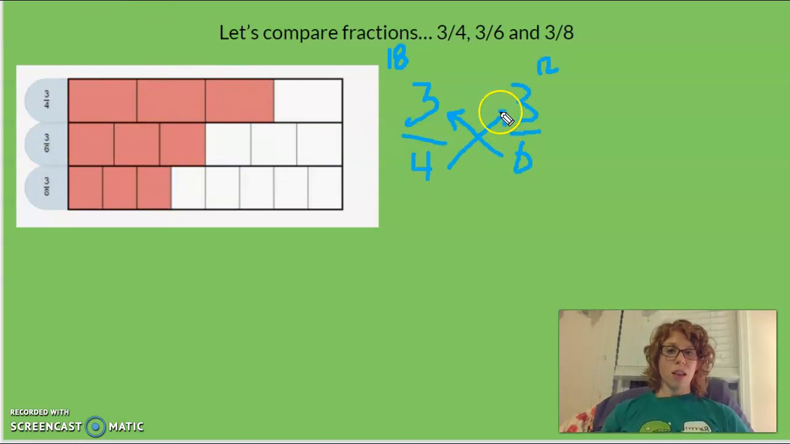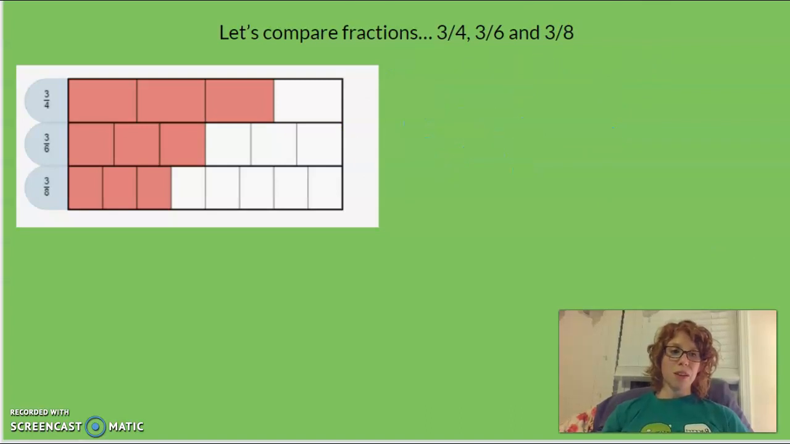Okay? Now I'm going to put up 3/8 next to 3/6 and multiply that together. 8 times 3 is 24. And 6 times 3 is 18. Now when I compare those two numbers, 3/6 is larger than 3/8. Okay? So there will be times where you have to compare three fractions and put them in order.